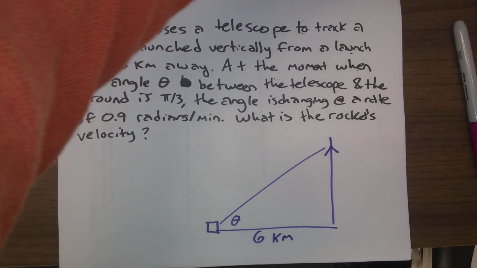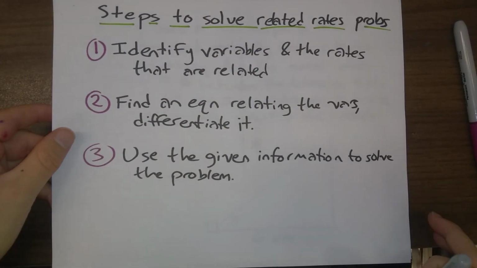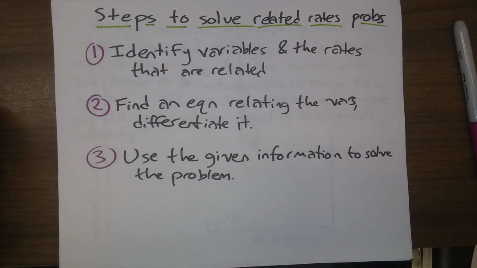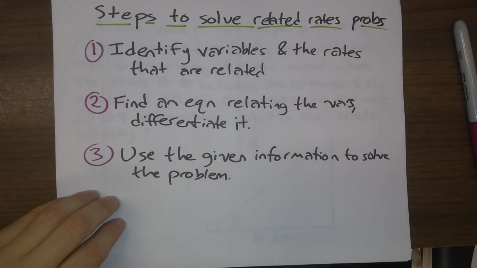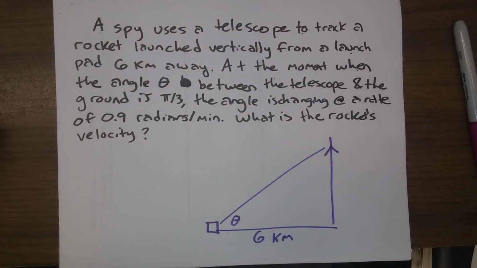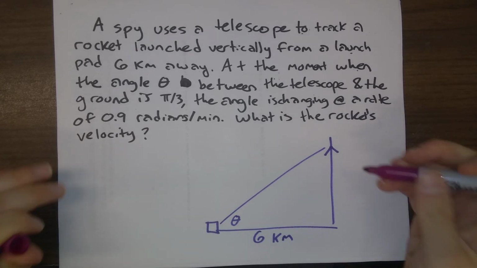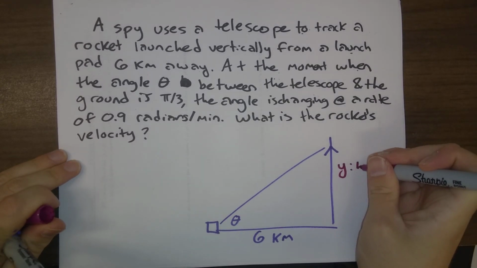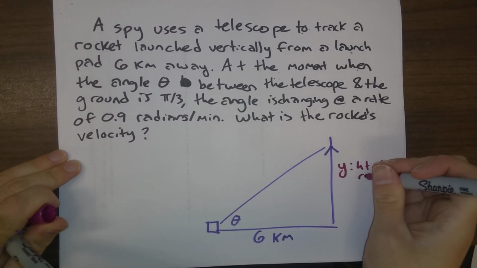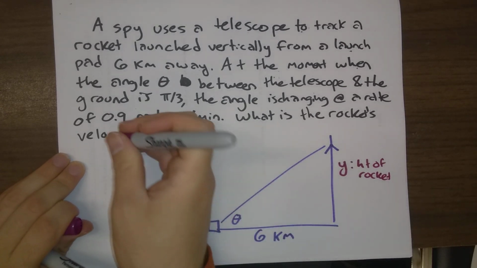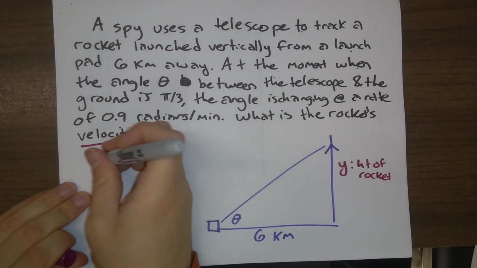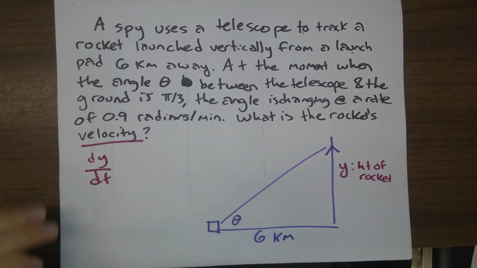So, what is our list of things going on here? Identify variables and the rates that are related. So let's talk about that. Let's suppose that y is the height of the rocket. So really, what is the rocket's velocity? We're being asked for dy/dt here.